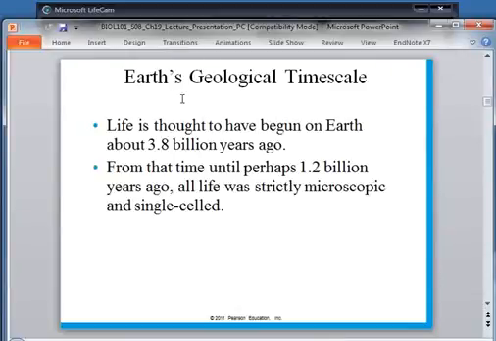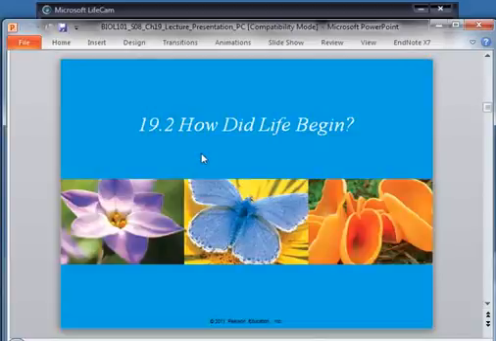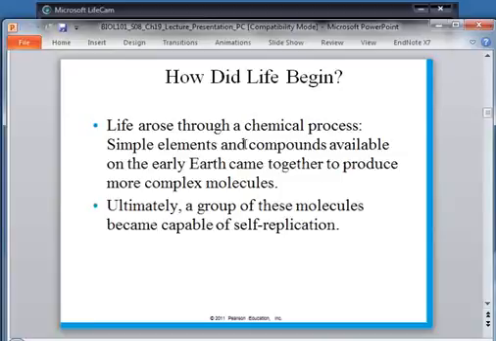In the history of Earth, life is thought to have begun about 3.8 billion years ago, but for most of that time, or about 1.2 billion years of that, it was basically microscopic single-celled organisms. And so it will eventually, we'll see, lead to this great diversity of life. But how did life start to begin with?